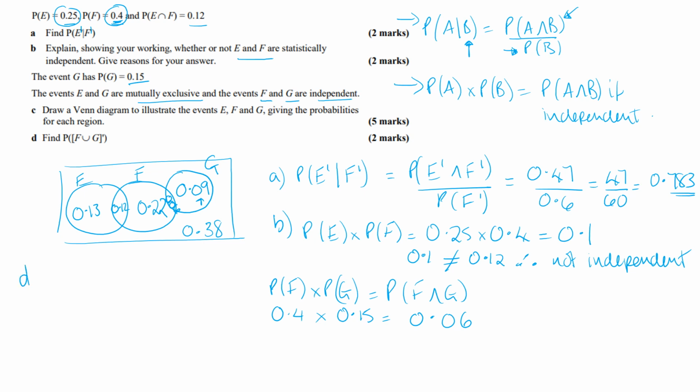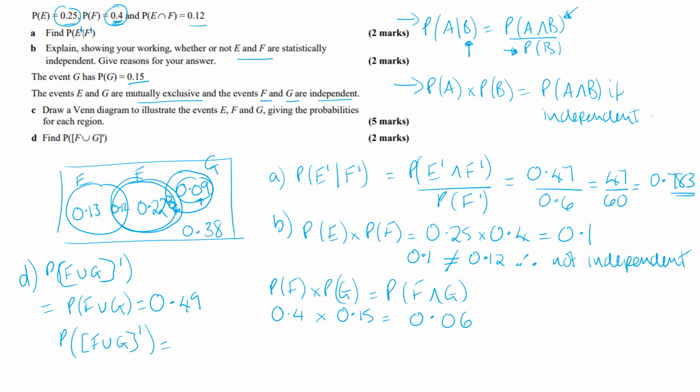We've drawn for part C the G included onto the diagram, and now we just need to do part D, find the probability of F union G, and then we've got a dash. So this is going to be the probability of F union G. If we find that first and then do 1 minus it, F union G is going to be all of F, the 0.4, plus the G bit on its own 0.09, so that's going to come to 0.49. So the probability of F union G and then dash is going to be 1 minus 0.49, which is 0.51.